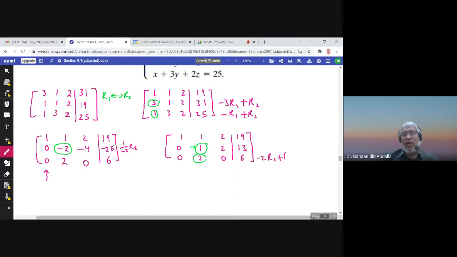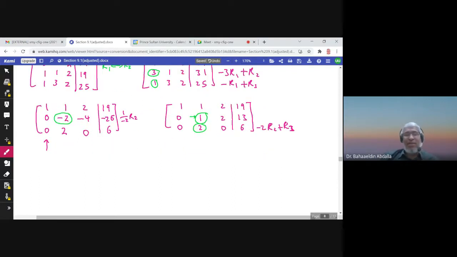R2 plus R3. And do you notice that I write this operation here beside row 3? Why I write it beside row 3? Because I'm going to change row 3. So I tell him that I'm writing it here because I'm going to change row 3. Good. So row 1 as it is. Row 2 as it is. No change in it. Now let us change row 3.